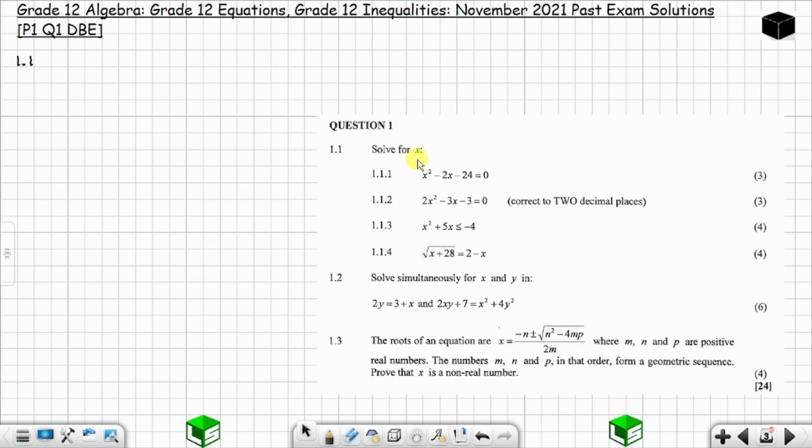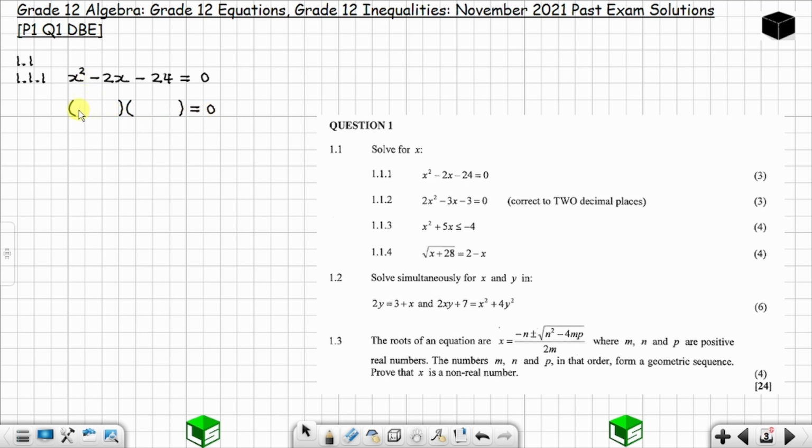1.1: solve for x. You have 1.1.1: x squared minus 2x minus 24 is equal to 0. You have to solve for x. So you are going to factorize this into two pairs of brackets, and this is equal to 0.